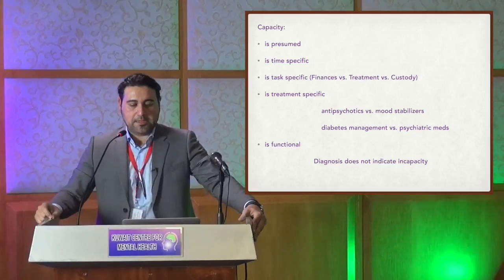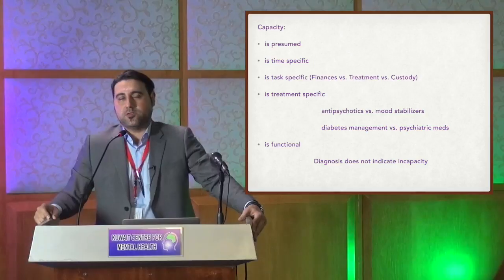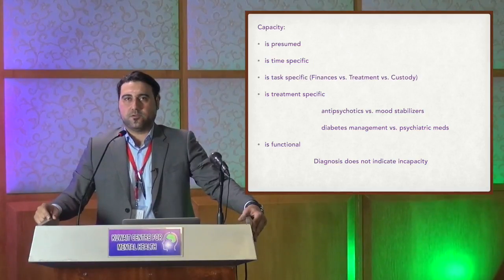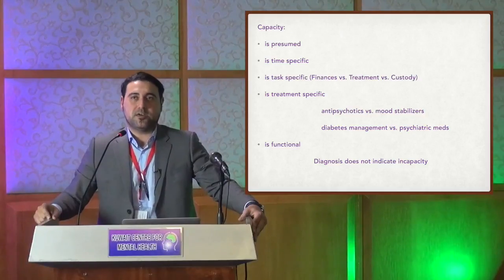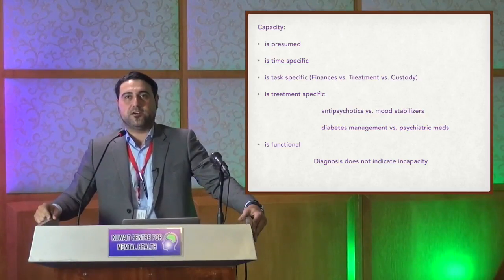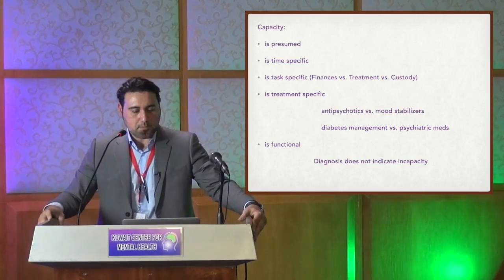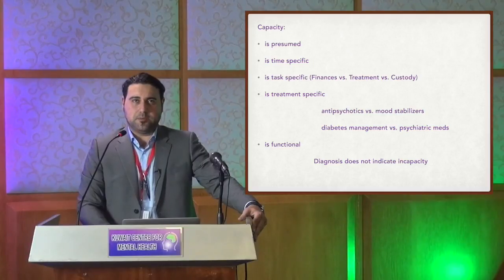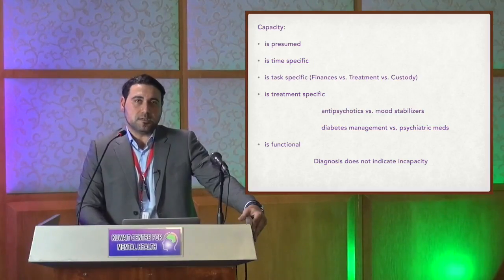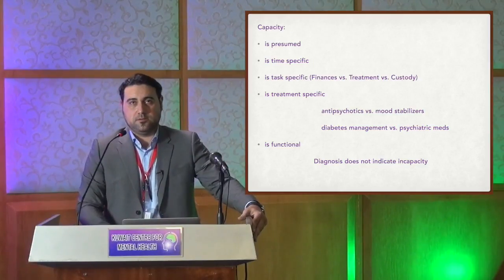It is also treatment specific. We cannot just say the person is not capable regarding treatment. What treatment? Is it for diabetes? Is it for psychiatric treatment? So again, we have to specify the person is not capable regarding treatment for psychiatric medications or psychotropics in general. Maybe the person is, for example, capable regarding insulin. He knows why he needs insulin, but because of his delusions or hallucinations and all that, he doesn't know why he needs Zyprexa, for example.